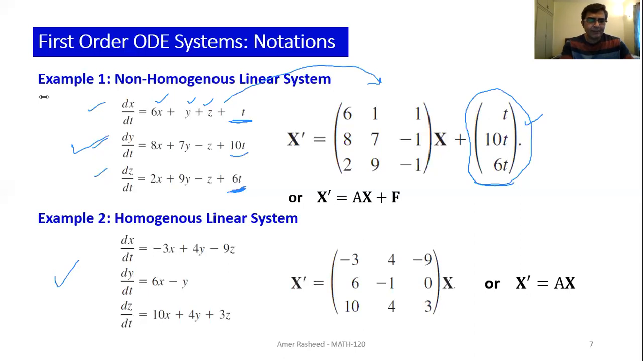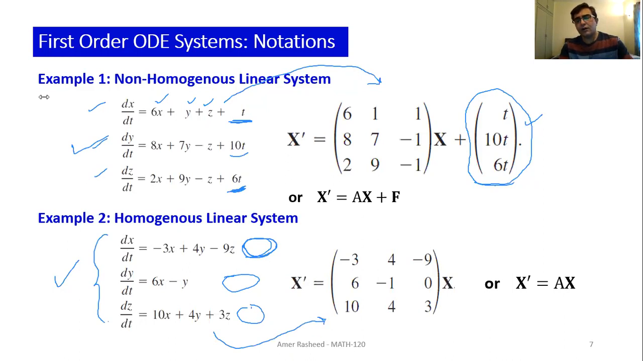Now in the second example you can see that we have dx by dt is equal to minus 3x plus 4y minus z, plus there is no term which contains only t here, neither here, neither here. So this system is what? It is a homogeneous linear system which can be written in this matrix form, or we can simply write it in this form: x dash equal to A times x.